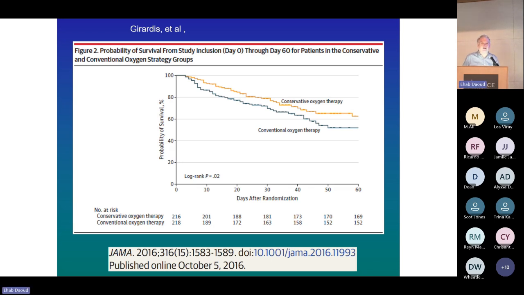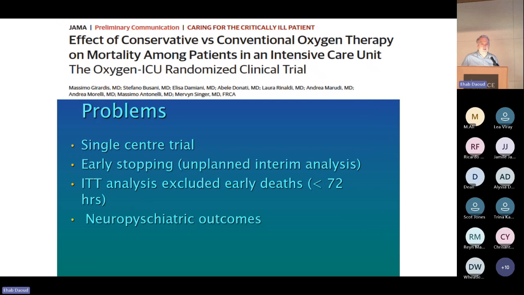There are some problems with the study. It was a single-centered trial, and it was stopped early because of an earthquake; they did an unplanned interim analysis. They found this result, and therefore they published, which probably begs a question about what would happen if they waited another 3 months. The other thing that I think is a particular problem is that the intention to treat analysis excluded early deaths. If you died within 72 hours, you were excluded from the analysis. Their theory was that you couldn't die from oxygen toxicity in 72 hours, which I don't think there's any evidence for; that's what they believe.